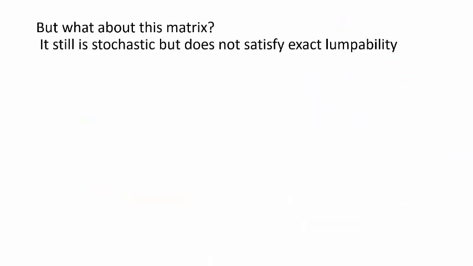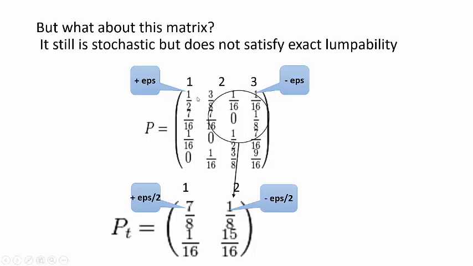But what about this matrix? It still is stochastic, but does not satisfy exact lumpability. If we introduce an epsilon and add it to some value like a half here, and subtract it from another value in the same row, we maintain the stochastic nature, the sum is 1, but when we do the lumping along the rows restricted to blocks, then we may not have equality anymore, because now the sums here differ by epsilon.